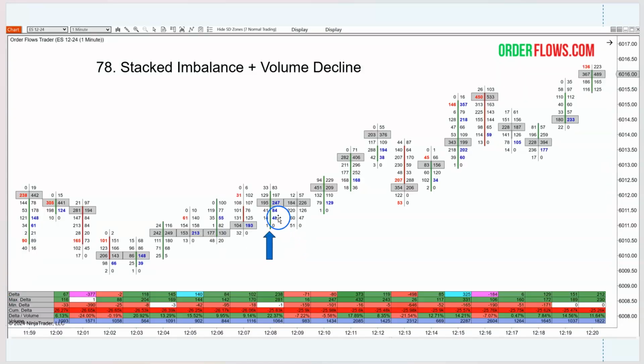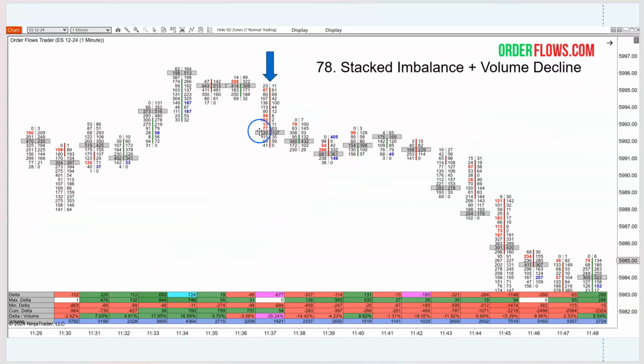Okay, so here you go. Stacked buying imbalance with your volume decline, 41, 14, 1. Right? This one's very easy. If you have a stacked buying imbalance, look at the bottom of the bar. Basically, do you have a volume decline? Just as if you have a stacked selling imbalance, do you have a volume decline in the bar? 11, 61, 69. That's what you want to key in on.